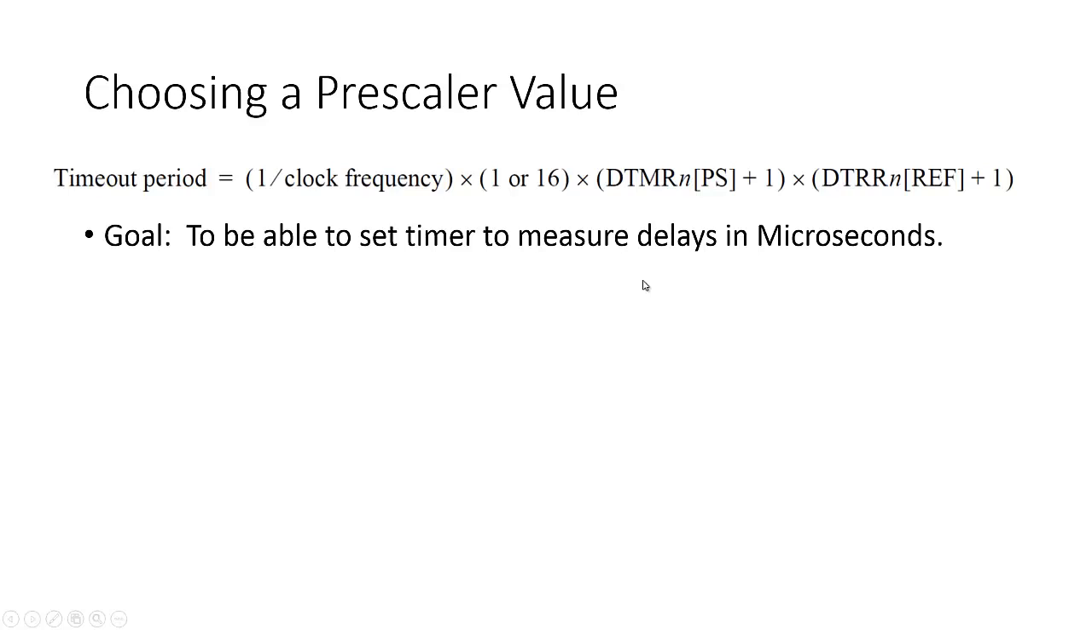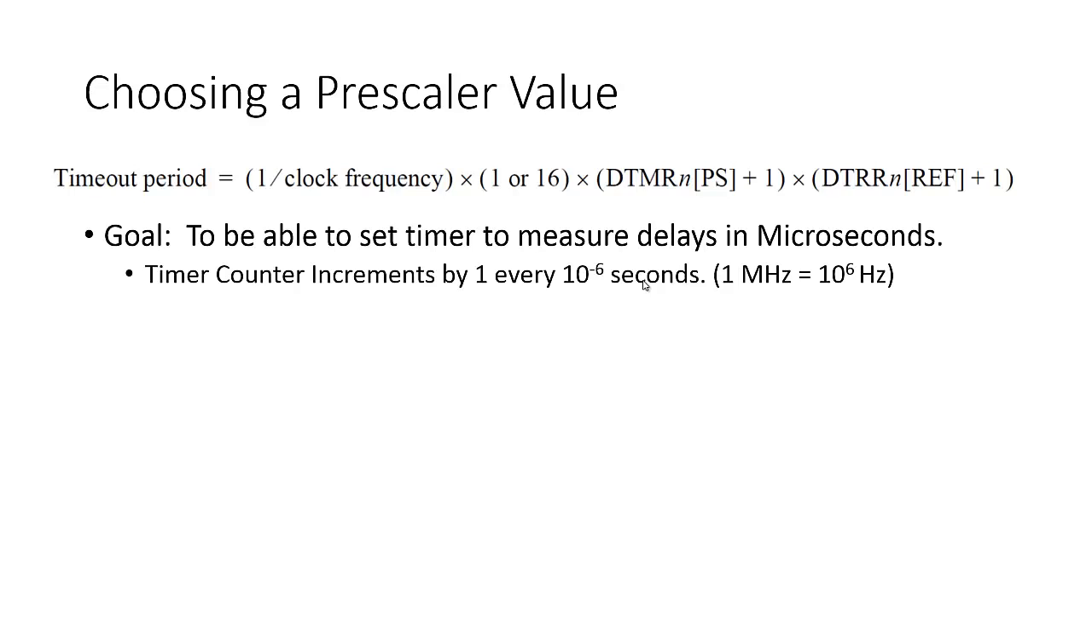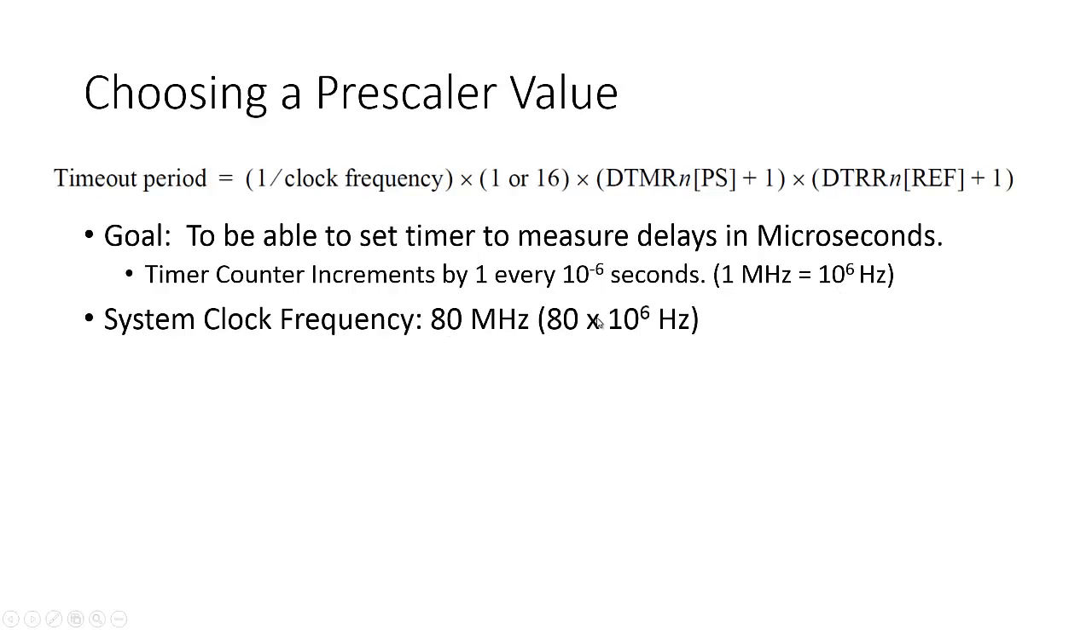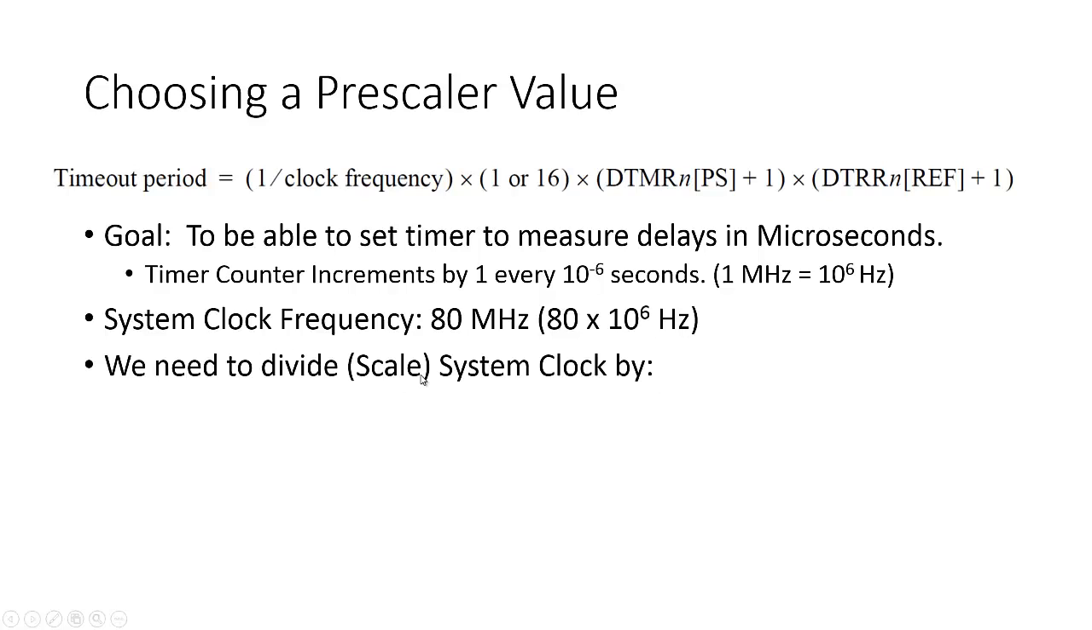right? Our goal is to be able to set the timer to measure delays in microseconds, right? And we know that for a microsecond, we want the timer counter to increment by 1 every 10 to the negative 6 seconds, or increment with a frequency of 1 megahertz, 10 to the 6 hertz, right? Our system clock frequency is 80 megahertz, which is 80 times 10 to the 6th. If we divide those, we know we need to scale our system clock by our source rate divided by our target rate, which is 80. Right, so we want to write 80 into the prescaler, or so we think.